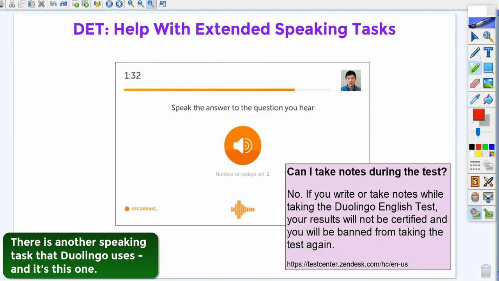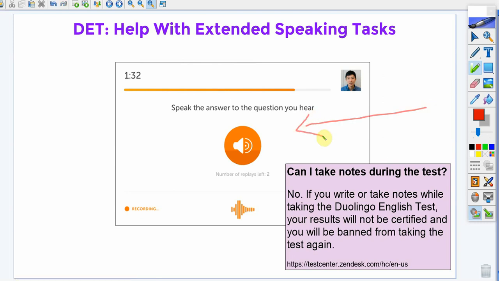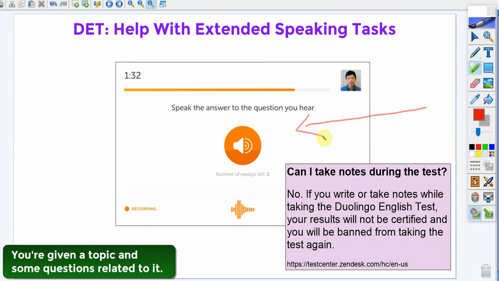There is another extended speaking task that Duolingo uses, and it's this one. You're given a topic and some questions related to it. This time, however, you have to listen, not read, and you're not allowed to write down what you hear.